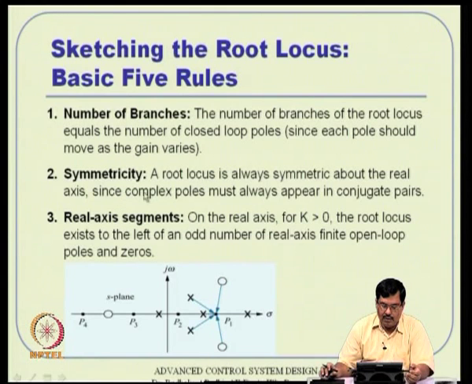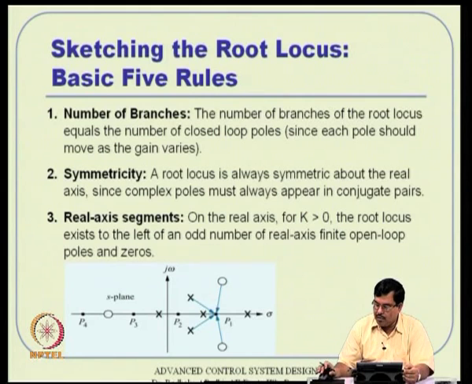Now, the symmetry rule: a root locus is always symmetric about the real axis, because complex poles must always appear in conjugate pairs. If there is a complex pole, it should appear in a conjugate pair, otherwise the transfer function is not good for a physical system. So, that is the problem.